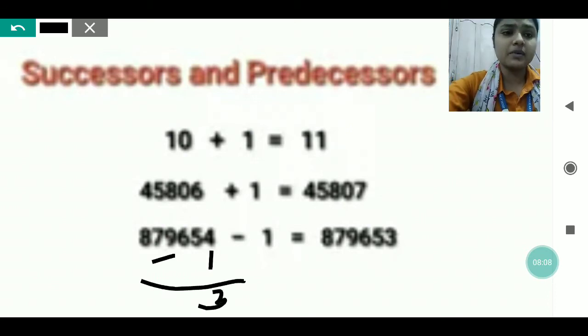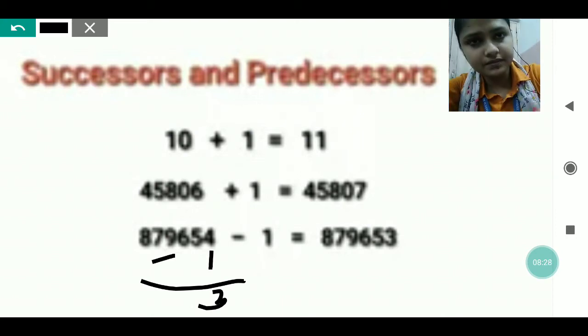and we will get 3 in place of 4. Rest all digits will be the same. So 879653 will be the predecessor of 879654. So keep this in your mind. For finding the successor, add 1 to the last digit. For finding the predecessor, subtract 1 from the last digit.